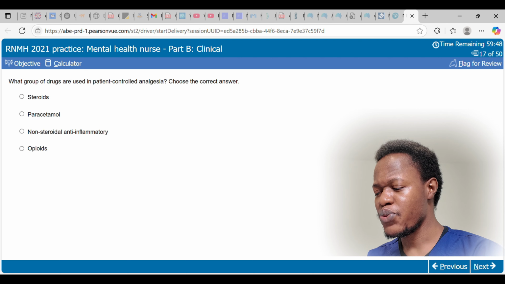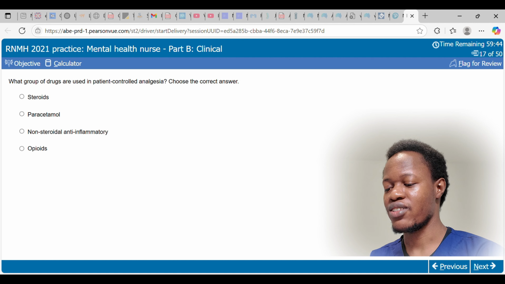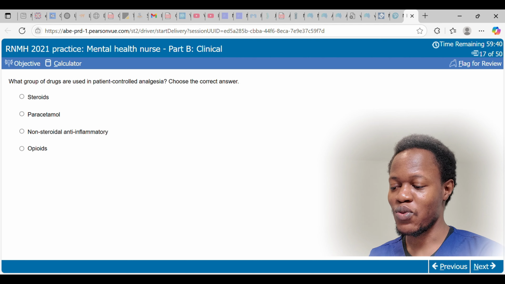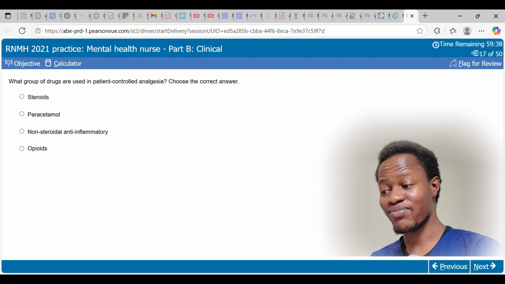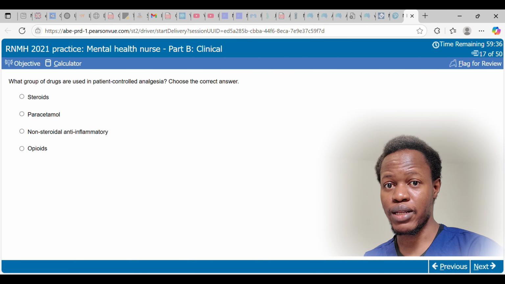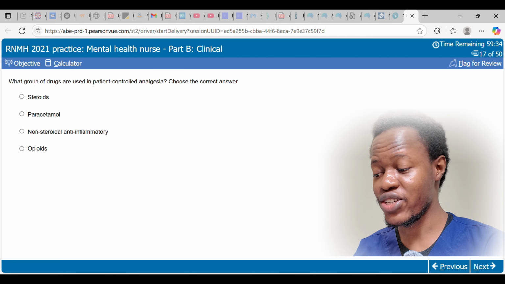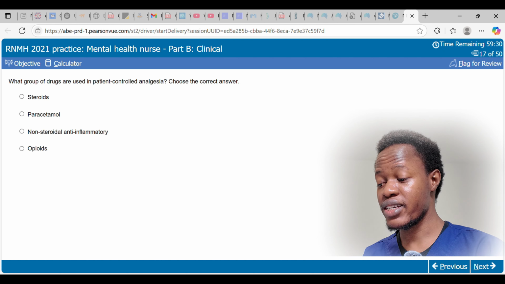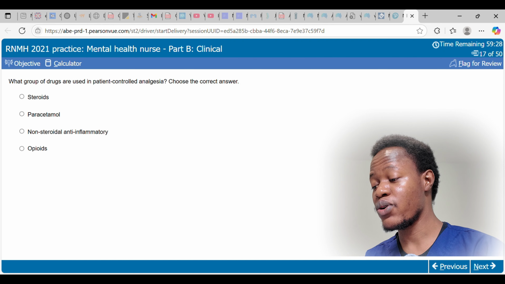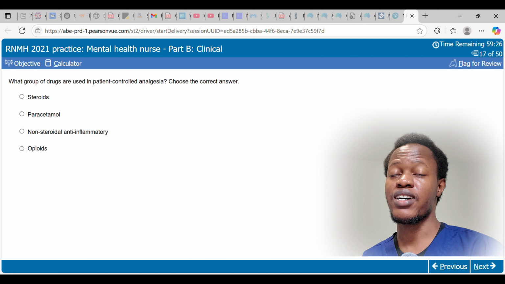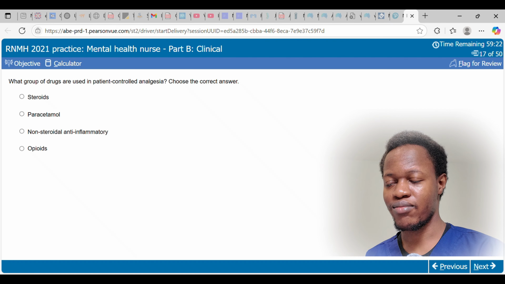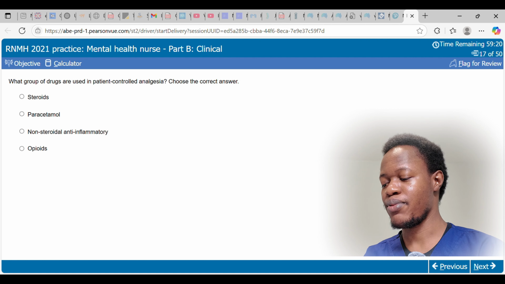Which group of drugs are used in patient-controlled analgesia? Choose the correct answer. So this question is a mind twister. What they are basically saying is, which group of medication belongs to controlled medications? We have option A, which is steroids, option B, paracetamol, option C, non-steroidal anti-inflammatory, option D, opioids. And we know the only listing here is opioids.